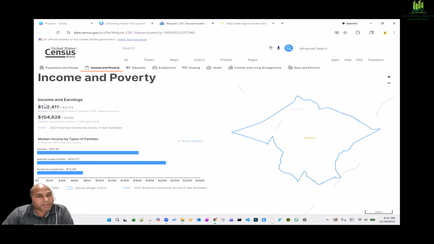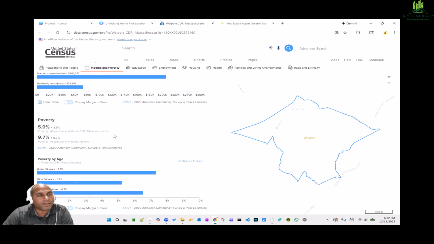So income and poverty. As you can see, the state median is 104K and Walpole is 132K. That means this town is more prosperous than the median Massachusetts towns. But if you take a few other towns, it could be much more. And a lot of times the property values are proportionate to the median incomes in that particular town.